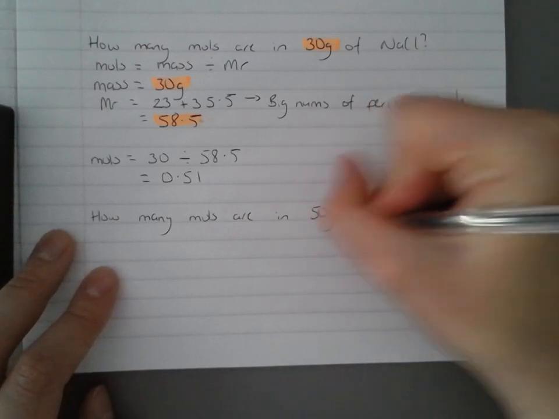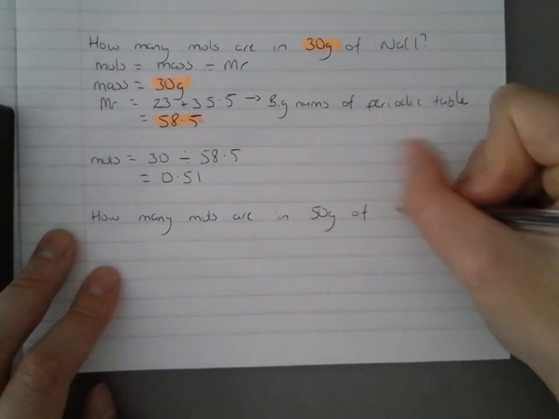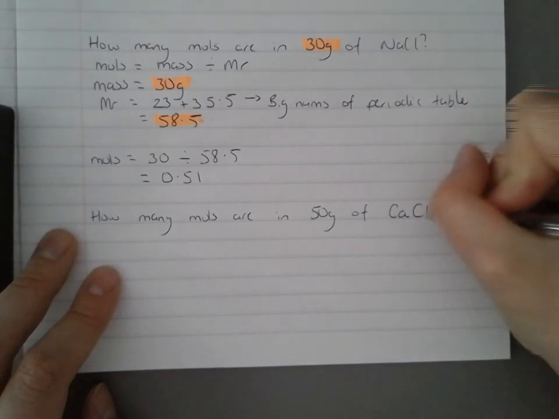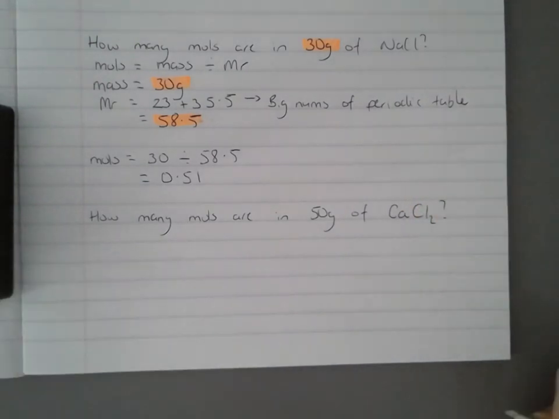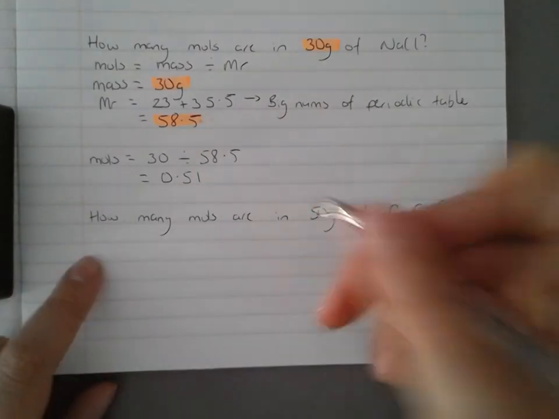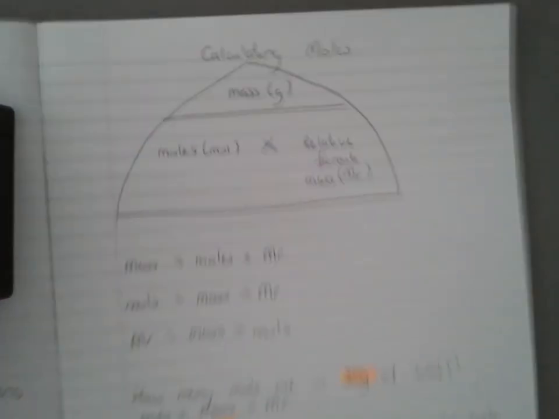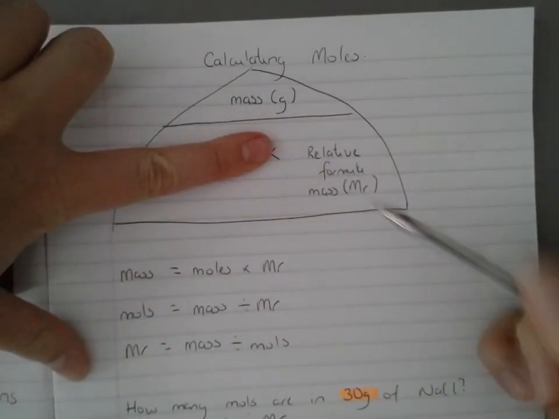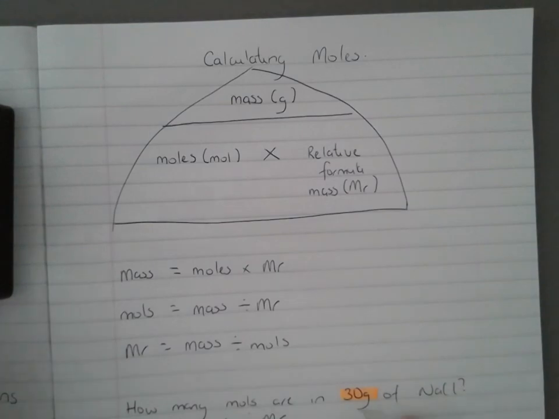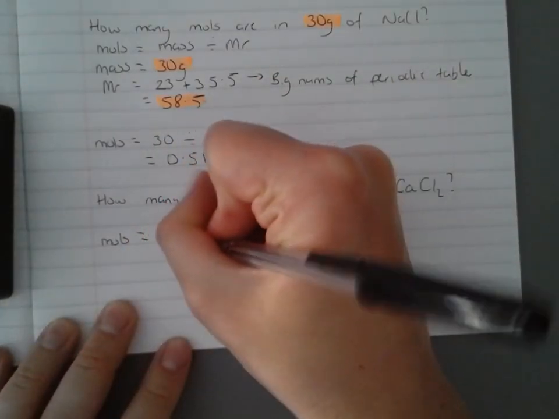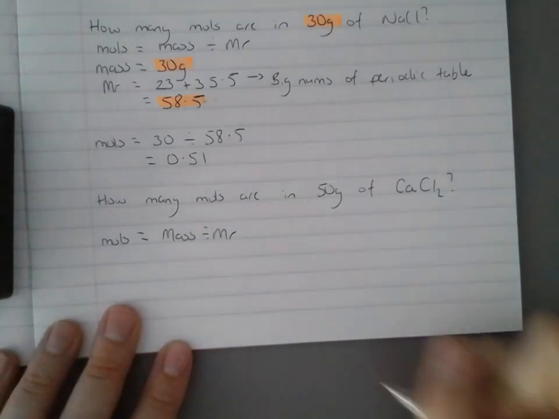So how many moles are in 50 grams of CaCl2? Okay, how many moles are in 50 grams of CaCl2? I need a formula for moles. Using my triangle, I cover moles, and I see it's mass divided by relative formula mass. So that is my formula for moles, mass divided by relative formula mass.